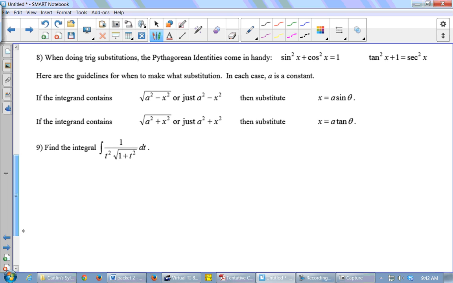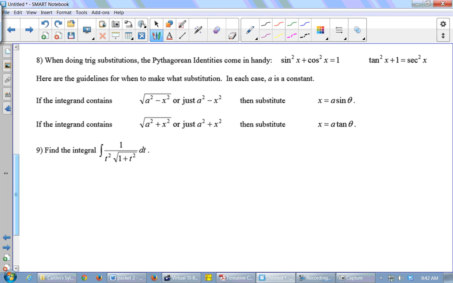So here's sort of a general guide. When you're doing trig substitutions, the Pythagorean identities come in handy. So this is two of them. And the general guidelines for how to make a substitution: if your integrand contains a radical a squared minus x squared, or just plain old a squared minus x squared, substitute x equals a sine theta.